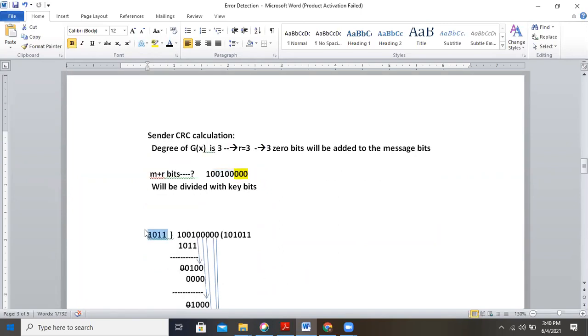Okay, when we are dividing, what is the operation we need to use? Modulo 2 division. That means either you perform addition or subtraction. In the division, we perform subtractions. So when you are performing subtraction, we need to take XOR operation. Okay. Now, so here 100100000. So this is the message, so that we have to divide with the key. So how we are going to perform the division?